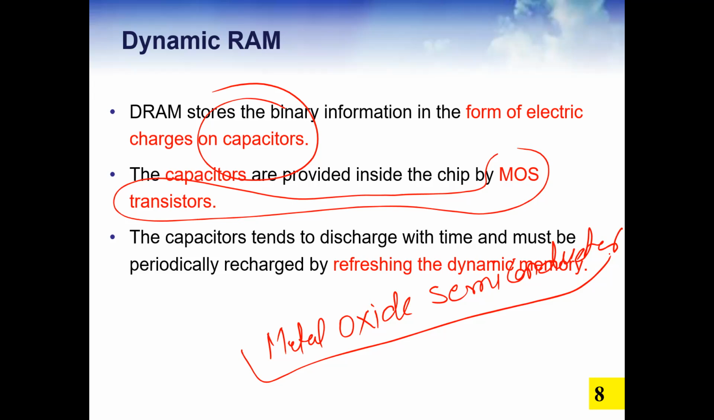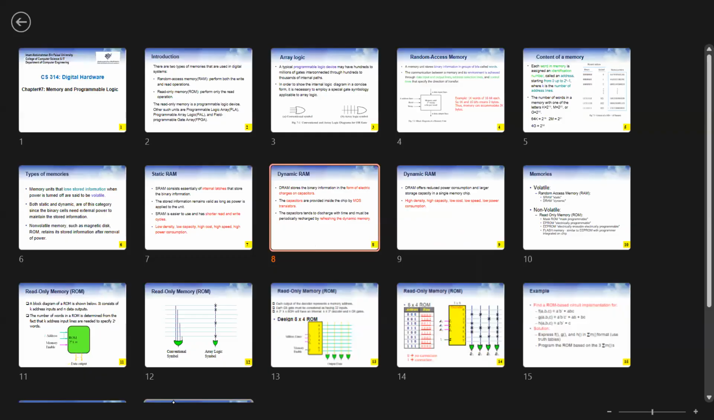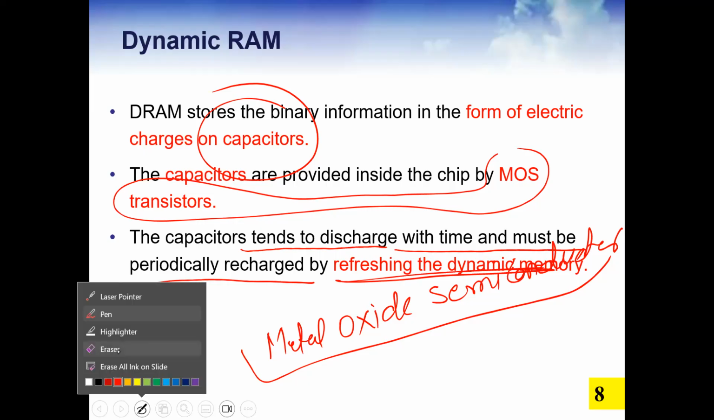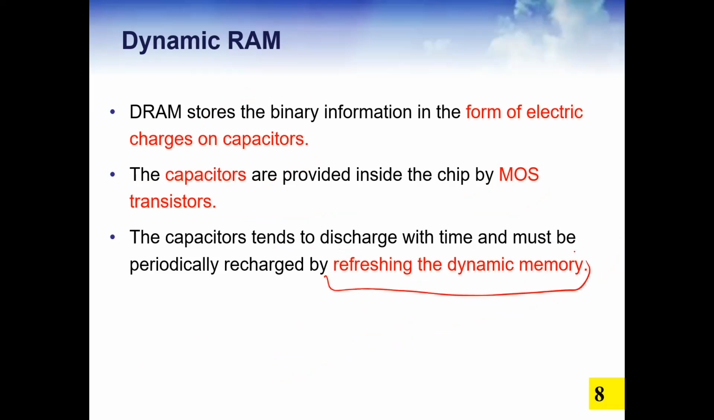So the information is going to be stored in the memory in terms of charges, basically. The capacitor tends to discharge; we know the tendency of the capacitor. With time, the charge discharges, so there is a need for refreshing. The memory must be periodically recharged by refreshing the dynamic memory. So for the DRAM, we must periodically refresh it, so that the charge stored on the MOS transistors is retained and does not decay.